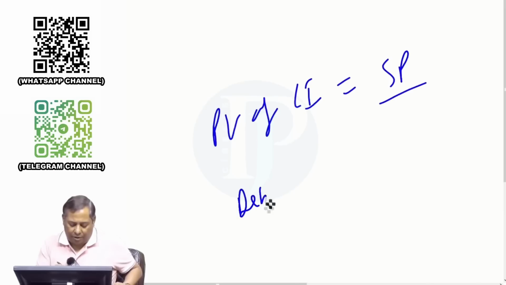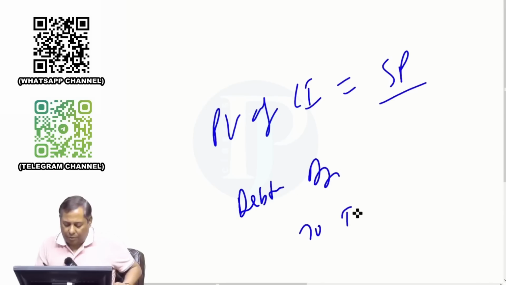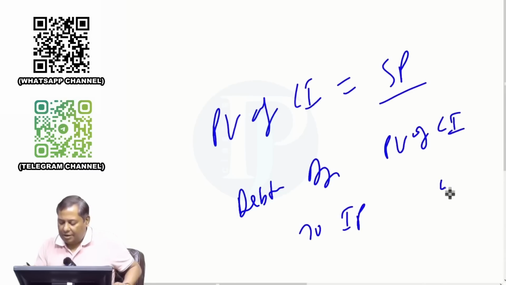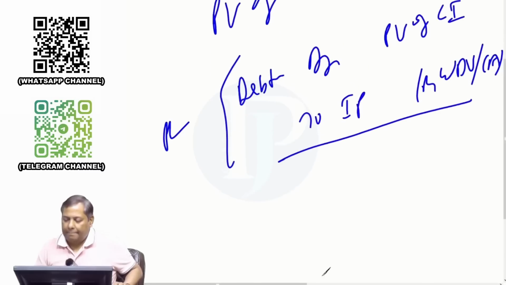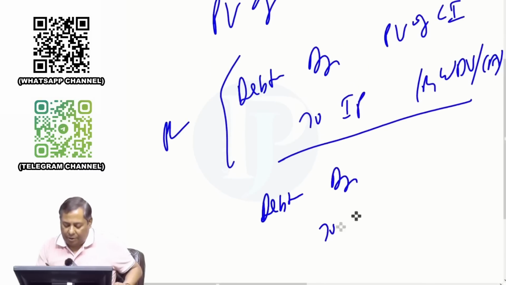So I will pass an entry here which is debtors account debit to IP. This is the PV of cash inflow and this is our WDV carrying amount, book value, name it whatever you want. Whatever difference arises will go to P&L. Now we'll pay the interest. Debtors account debit to interest income.